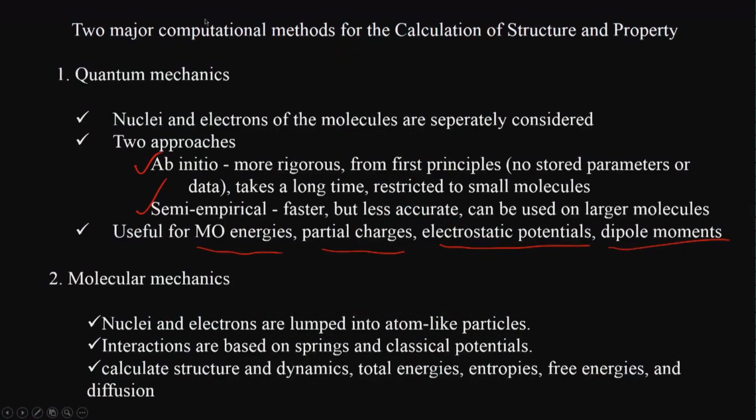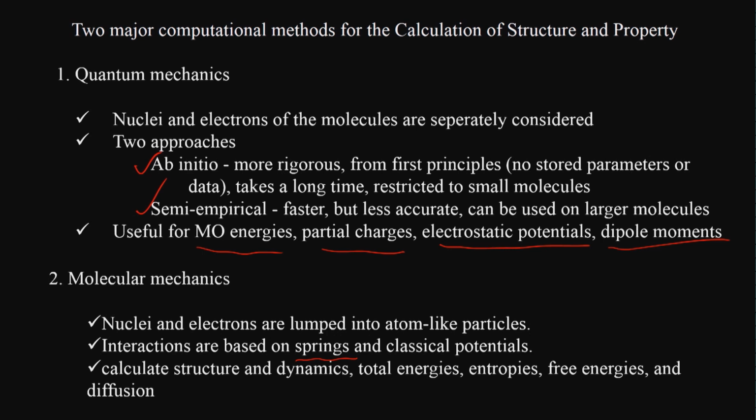The other method is called the molecular mechanics method. This is a simpler version of quantum mechanics. Here you do not differentiate between the nucleus and the electrons. So it is lumped together as atom like particles. It is like balls. Then these balls are connected by springs. So you use classical potentials like Hooke's law for calculating energy. So we can calculate structure, dynamics, and total energy, entropy, free energy, and diffusion. So we can go up to thousands of atoms in molecules.